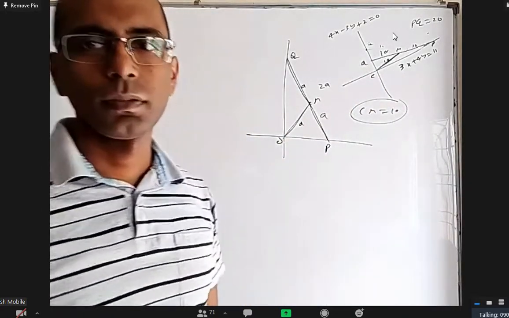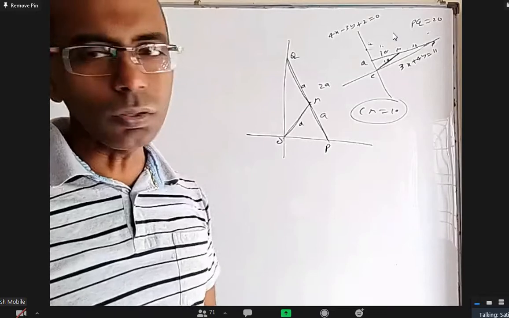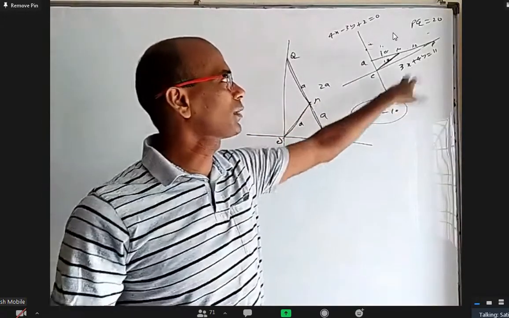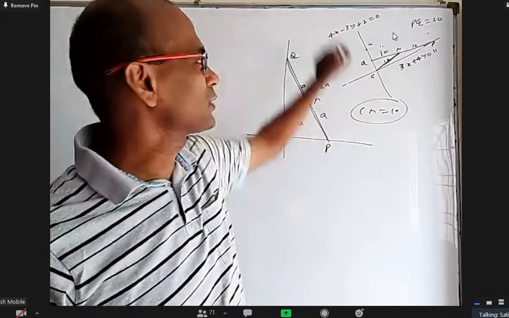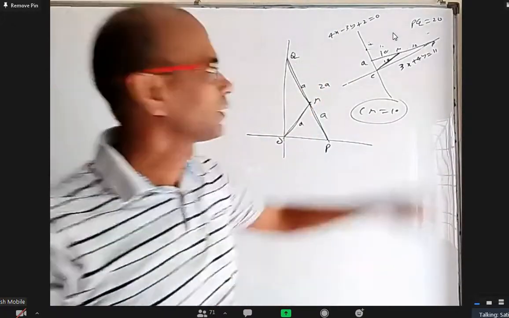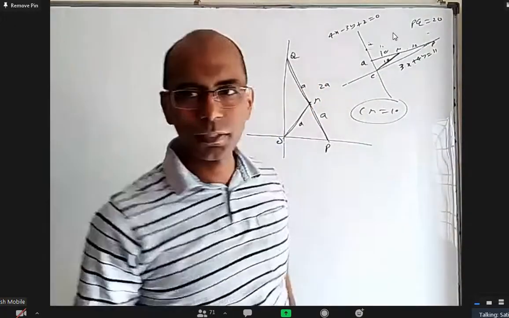Sir, it is a quarter circle now, sir. No? What about this side? P can be here now. I said P is any variable point on this line. Q is any variable point on this line. P can come here, Q can come here.